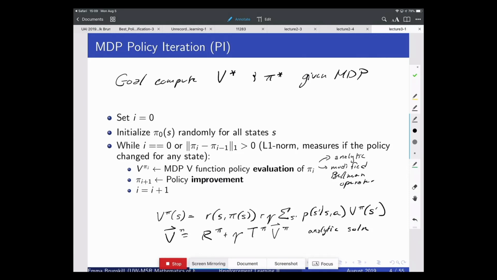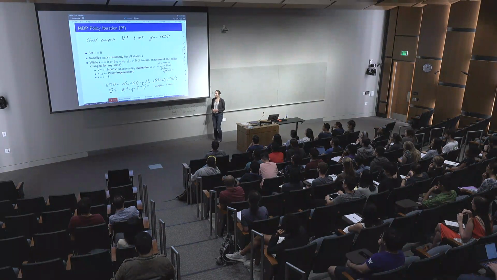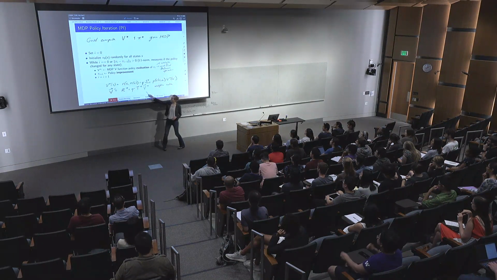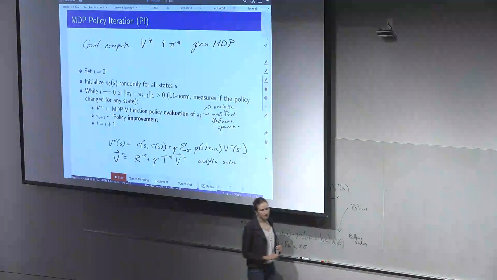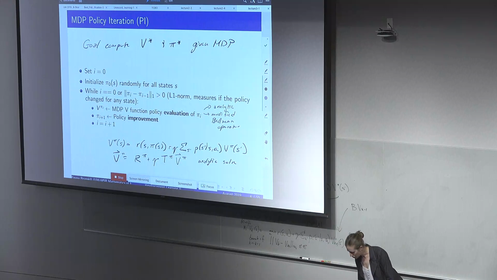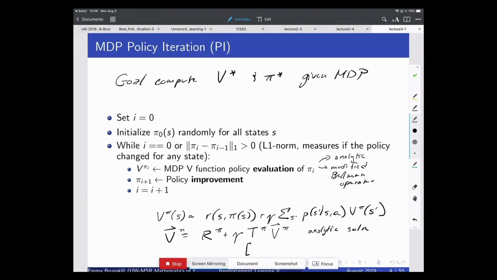Yeah? Why can't we do the analytic solution? In which case? You can do it here because it's tabular, like you only have a finite number of states and actions. And so you can think of this as a matrix. So let me give you an illustration. So this would just be, you can think of this as the probability of S1 given S1 and pi of S1. I'll use that to make it a little bit larger.